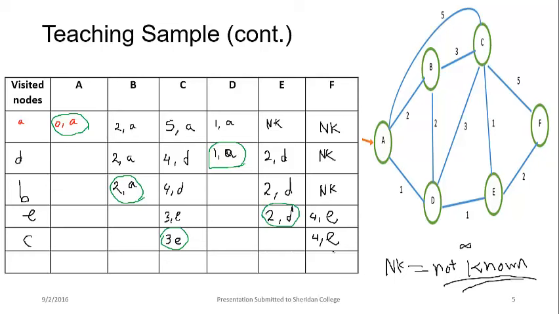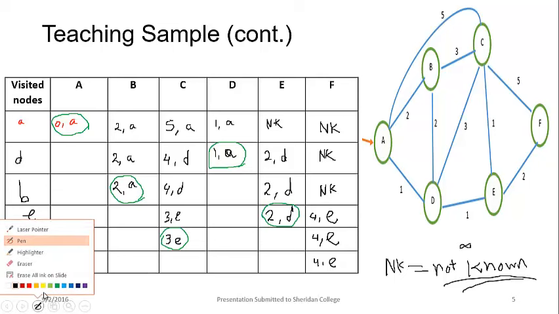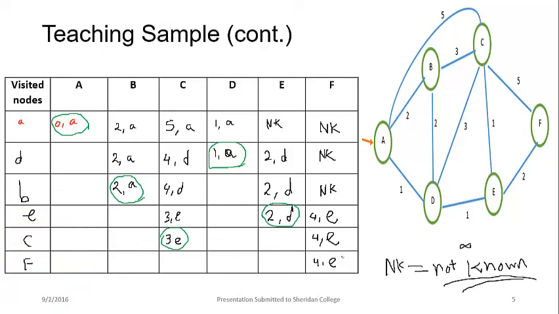Now, here I have only this one minimum. I can bring it down, and this is node F. And I circled it in green. So I think we are almost done with this problem.